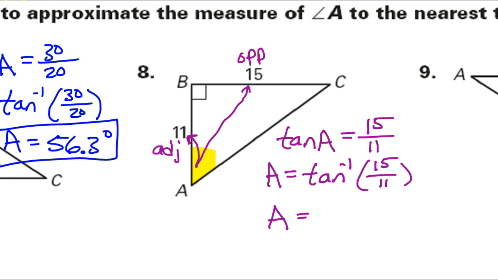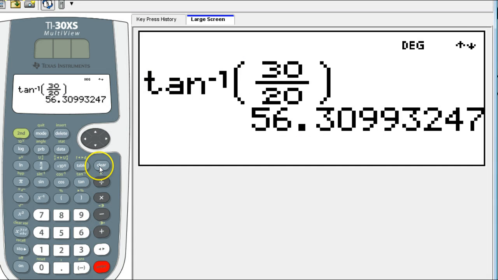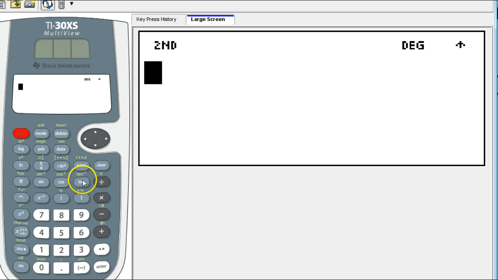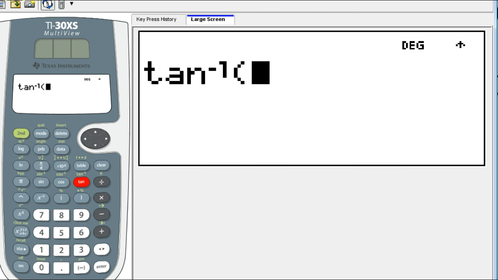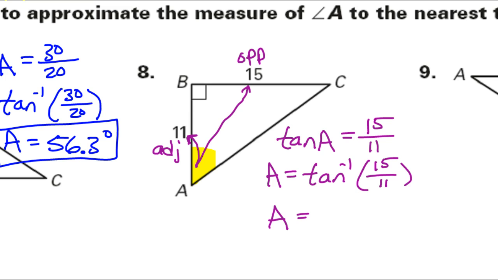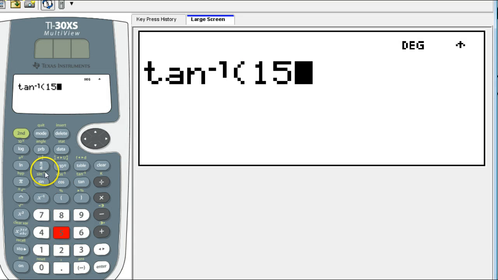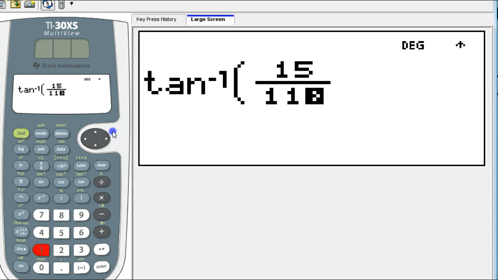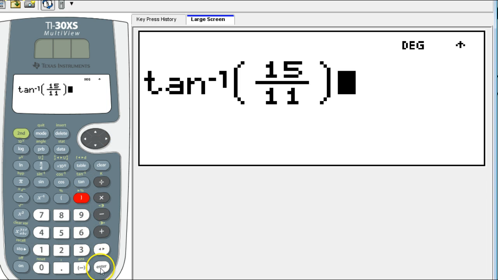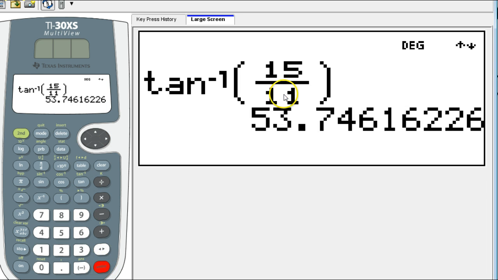So then the angle is going to equal the inverse tangent of 15 over 11. So that is 53.7 degrees. Make sure your calculator is in degree mode.